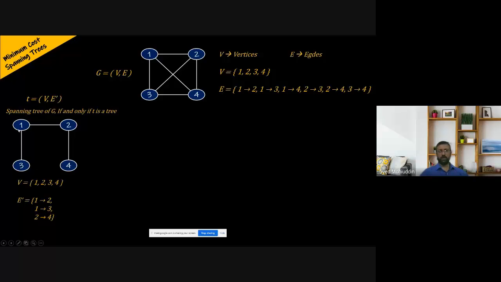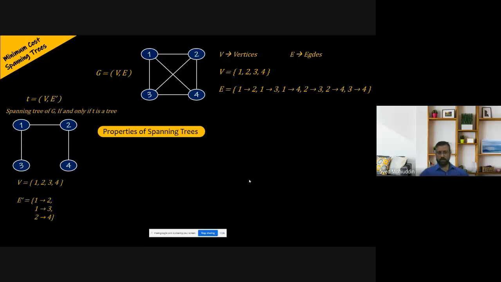Now we cannot have a new edge in the spanning tree. Whatever edge is there in the graph, that same edge will be used, but it will be a subset. So remember one more thing, there is no new edge we can have. We can only use edges which are already there in the graph.